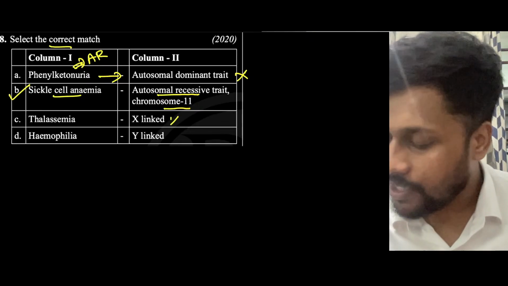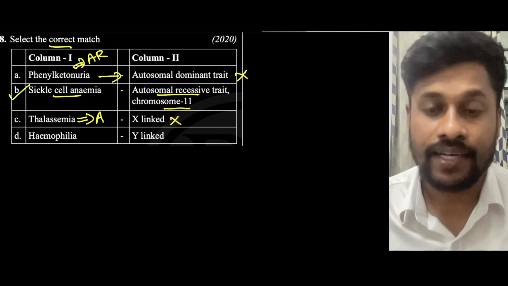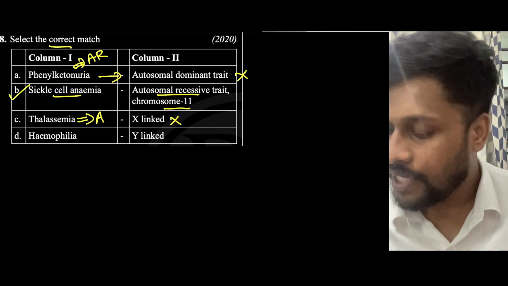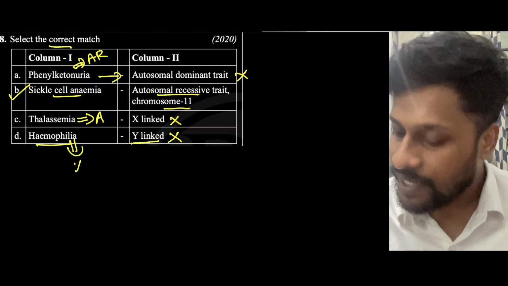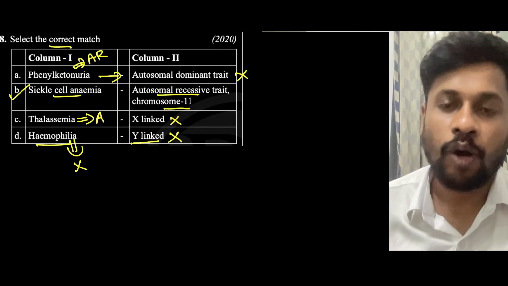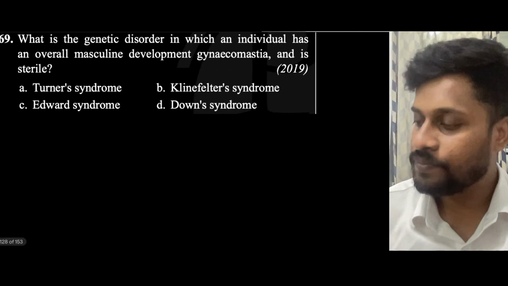Thalassemia X-linked. Incorrect, because thalassemia is what? Autosomal linked, not X-linked. Right? Hemophilia, not Y linked. Hemophilia is X linked, right? Fine. Hence, option B will be the answer. Yes, very good, guys, very good.